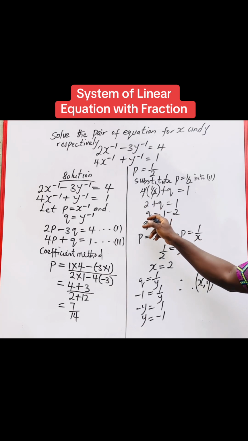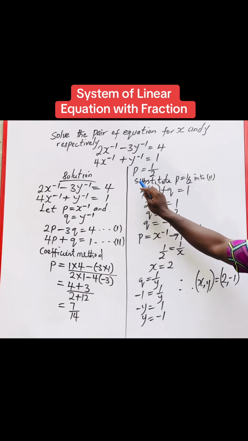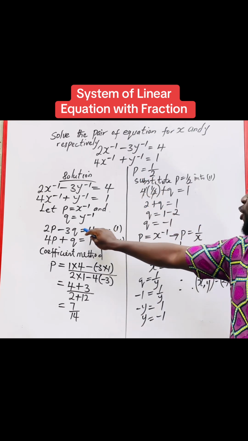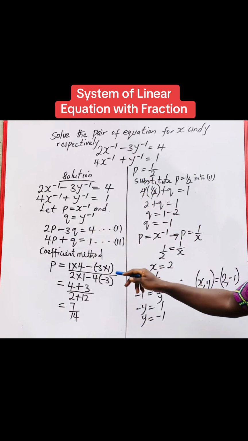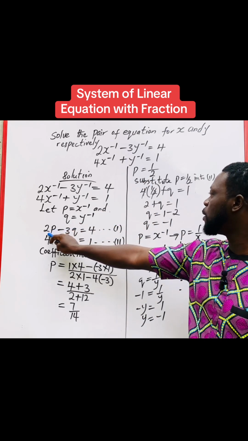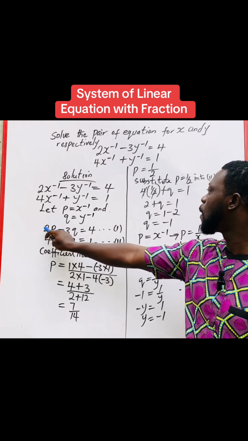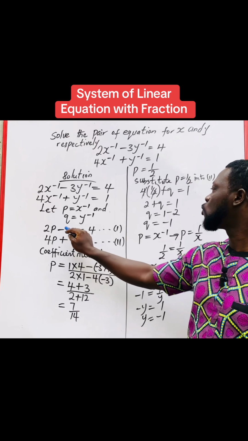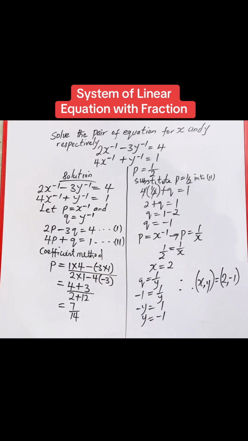So you can confirm this. If you want to confirm, you can confirm p and q by substituting the values of p and q into any of these equations to see if you will get 4 or 1, depending on where you are substituting. All right. So when you substitute into this one, it will give us 1. So minus 3 times minus 1 will give us plus. So this is correct. So the value is correct.